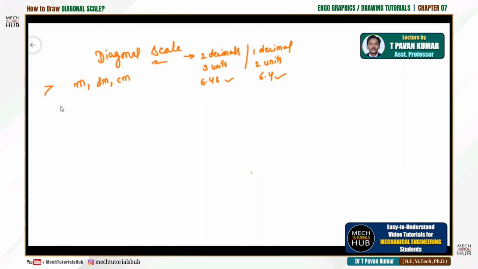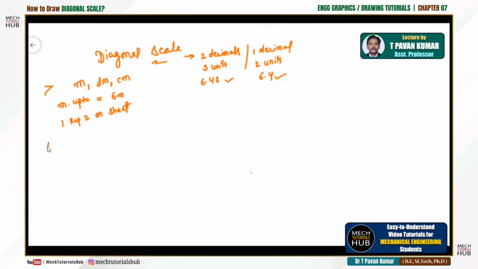In my previous video lectures, I have already shown you how we can remember the conversions. Let us take the measure up to distance as 6 meters for this problem. To calculate the representative fraction: every 1 meter represents 2 centimeters on the sheet.